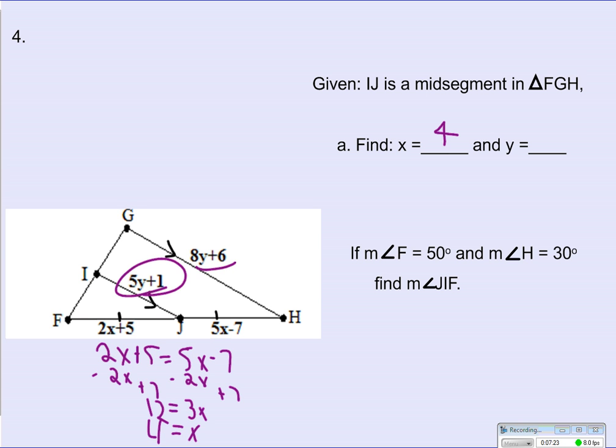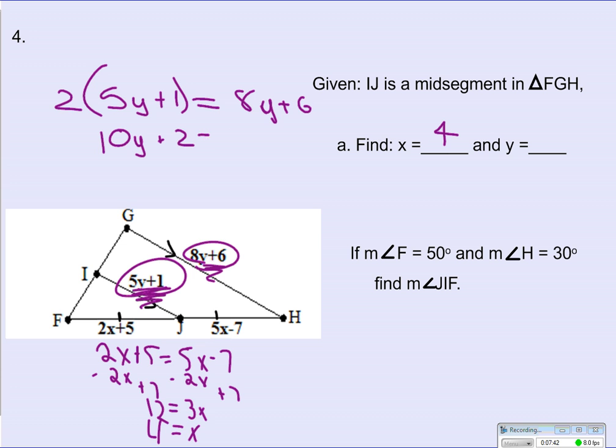So then this piece is this. 5y plus 1 does not equal 8y plus 6. Those two aren't equal, but double that is, remember, this is going to be equal to half of this. So to fix that, I have to multiply it by 2. So it's 10y plus 2 equals 8y plus 6. Subtract 8y, subtract 8y, subtract 2, subtract 2. So 2y equals 4. So y is going to equal 2.